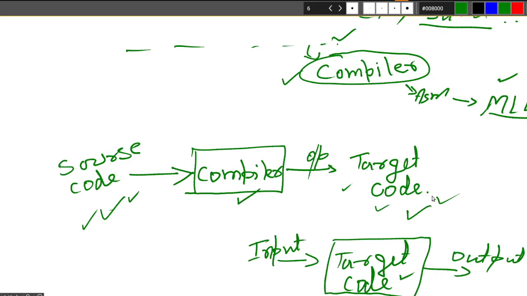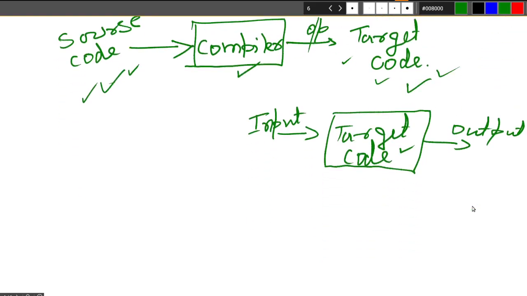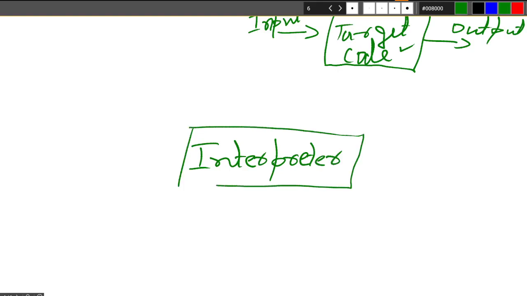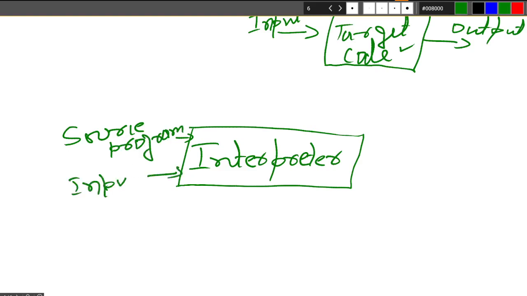So this is something about basics of compiler. Let me tell you about interpreter before moving forward. So what an interpreter does, it translates your program line by line. Interpreter is a little different from compiler. It definitely takes line by line, but it also takes the input program. It is taking the source program as well as the input, and it is not producing any other language program. It is directly producing your output.